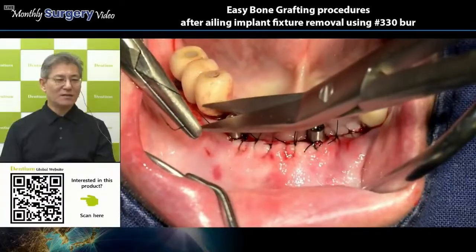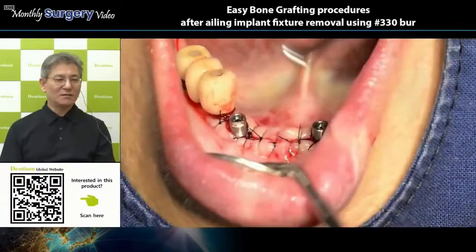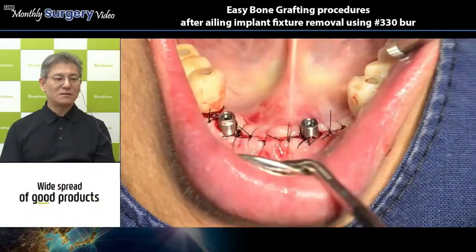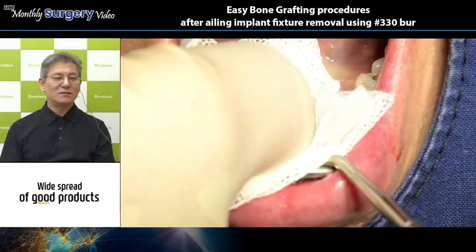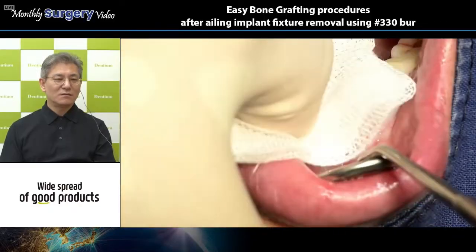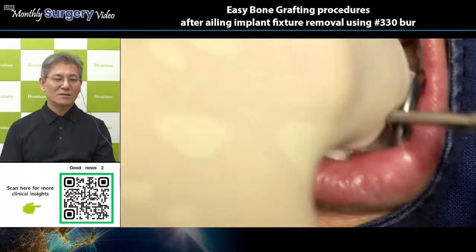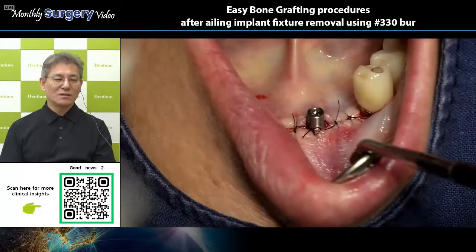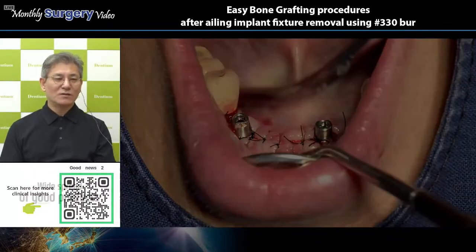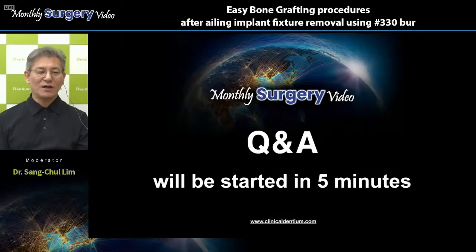Okay, I think this knot is final. Good, very well done. All the procedures are simple, as you can see. Okay, very nice, and thank you for watching. We will have a 5 minute break, and then we will have the Q&A session. Thank you.